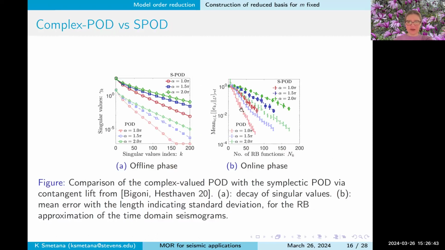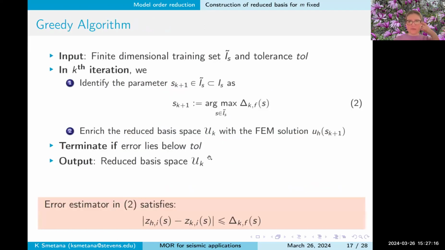You see specifically on the right the error in the seismograms. So in the lighter color is the complex valued POD, and the darker color is the symplectic POD, and you really see a huge difference between the two. I would also like to mention, out of fairness, we also had considered a problem at the beginning where we had a homogeneous medium, and there they performed similarly. But for the heterogeneous problem, we really see a huge difference. And then we also considered the greedy algorithm, and here the greedy algorithm is driven by an error estimator for the error in the frequency domain seismograms.